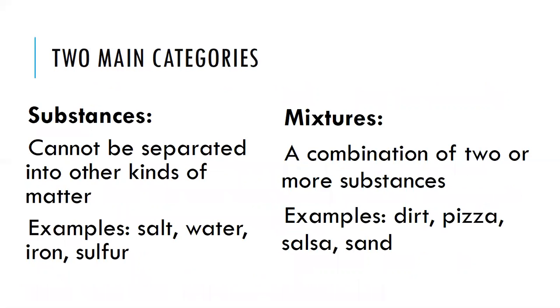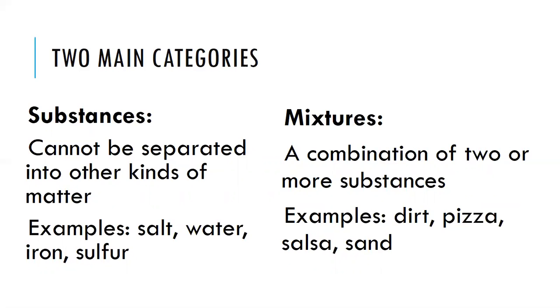The 2 main categories are substances and mixtures, hence the name of this video. Substances cannot be separated into different kinds of matter. So you've got salt, water, iron, sulfur. If I gave you a jar of table salt, you could not separate that into something else. All you'd have is salt.